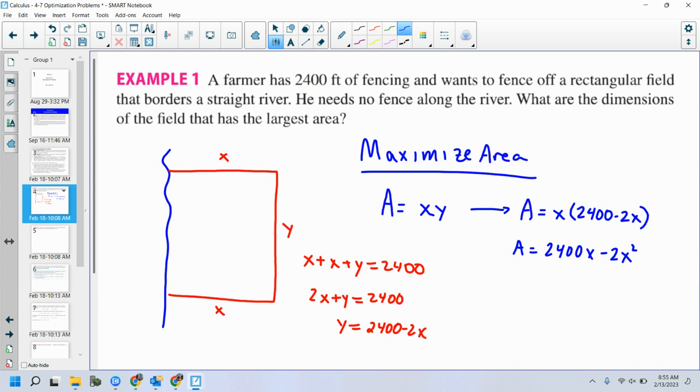Now that gives me a function for area that only has one variable. That's the goal. You want to get yourself an equation that you want to maximize or minimize that only has one variable on the right side. Because how do I find the maximum amount of area? Well, I could take the derivative of the area function, right? That's going to give me the highest or lowest my area could possibly get. So let's find A prime. Okay, that's 2,400 minus 4x.